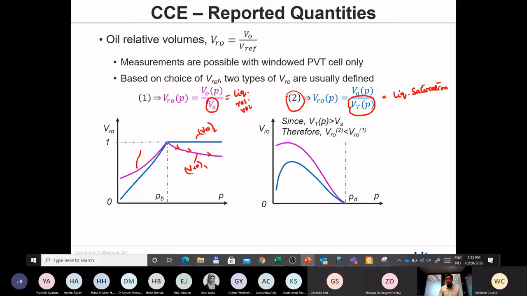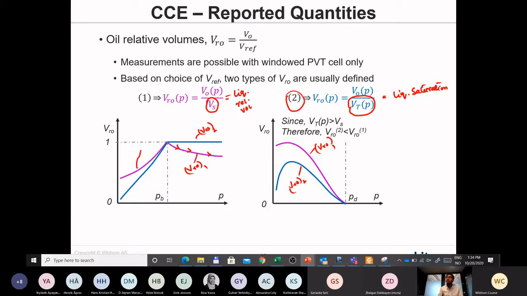If you look at the same figure for the gas condensate, it will look like this, for example. So that's VRO 1, and then this is VRO 2. You see that VRO 2 is smaller than VRO 1, again because VT is higher than VS at pressures lower than the dew point. Above the dew point, there is no oil volume, so the VRO is 0.